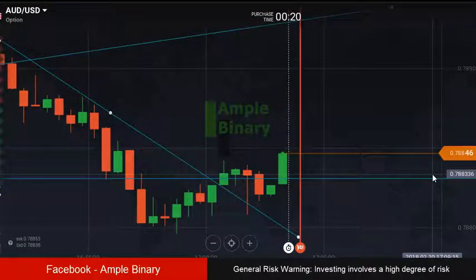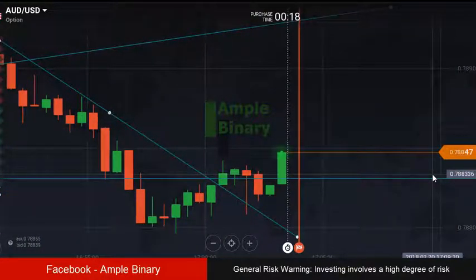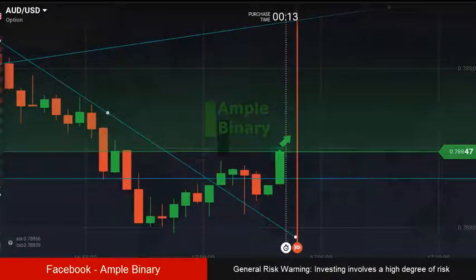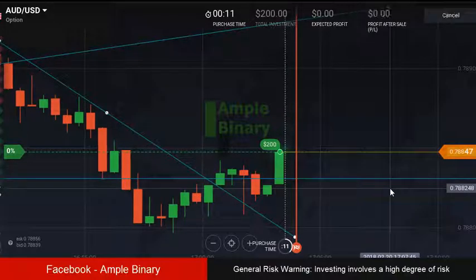Our resistance line has been broken strongly by this big candle. What do you expect the market will go? Obviously the market will start going up, right? So we place our buy trade.